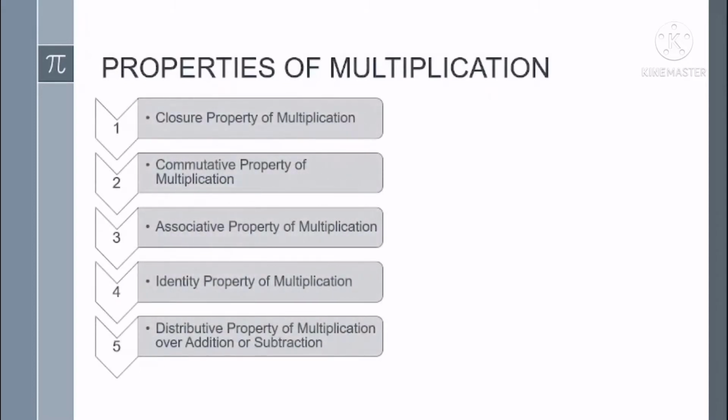And now, here are the properties of multiplication. First, the closure property of multiplication. Second, the commutative property of multiplication. Third, the associative property of multiplication. Fourth, the identity property of multiplication. And fifth, the distributive property of multiplication over addition or subtraction.